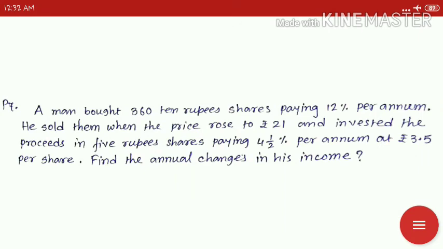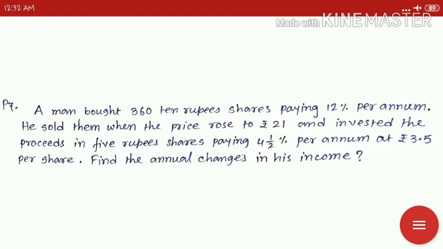Now that is our problem number 7. A man bought 360 10 rupees shares paying 12% per annum. He sold them when the price rose to rupees 21 and invested the proceeds in 5 rupees shares paying 4.5% per annum at rupees 3.5 per share. Find the annual change in his income.